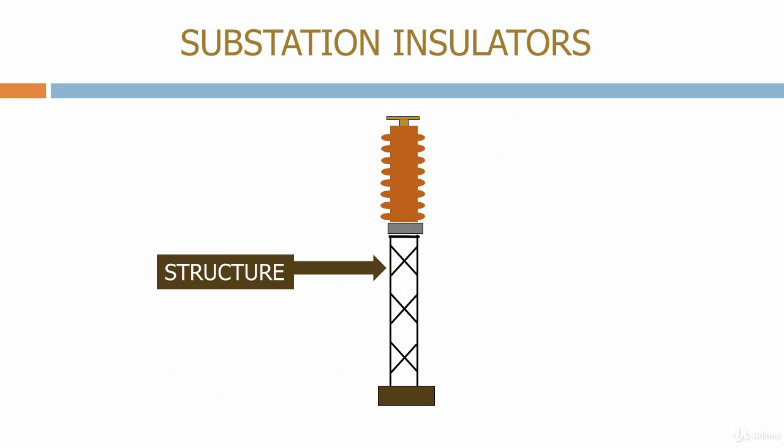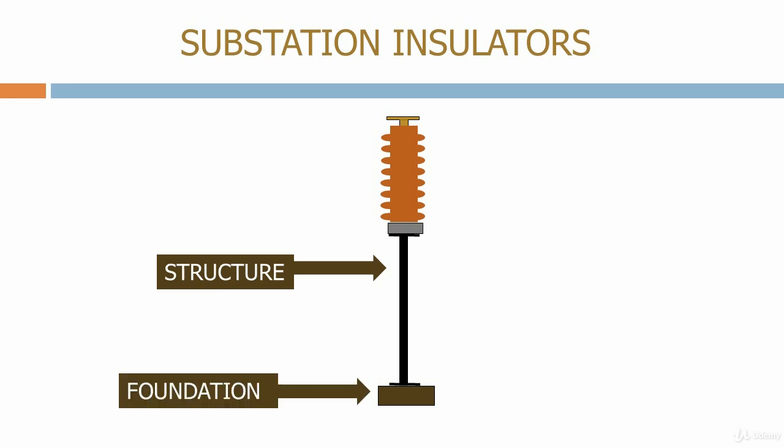Next we have the structure, to carry the post insulator and raise it to the required height off the ground. This height is defined by the electrical clearances, which we'll look at in a later section. The structure is usually a galvanized steel lattice structure or a tubular aluminium pole. Sitting below the structure, we have the pad-type foundation, which is sized to carry the weight of the structure, the insulator, and the bus bar. The foundation also needs to handle the mechanical forces exerted on the bus bar. As we've seen in the previous section, these can be significant.